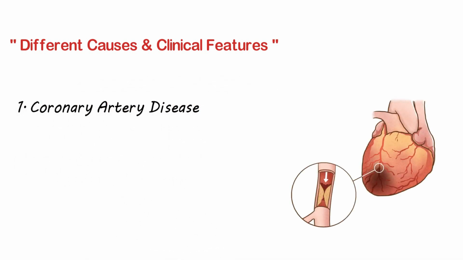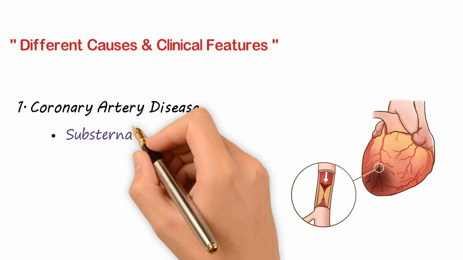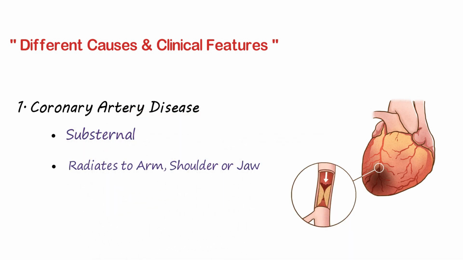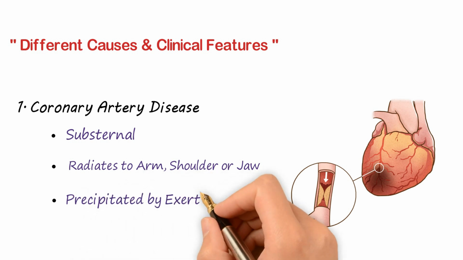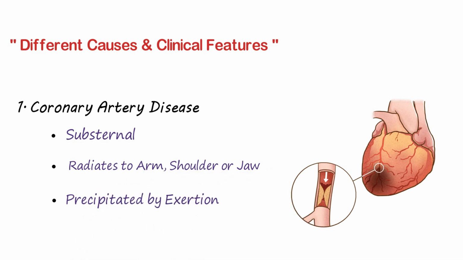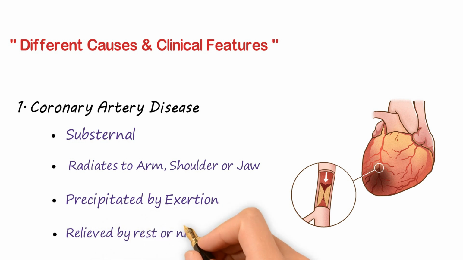In coronary artery disease, pain is substernal and radiates to arm, shoulder, or jaw. It is precipitated by exertion due to high demand of blood in the body, and relieved by rest or nitroglycerin, which dilates blood vessels.